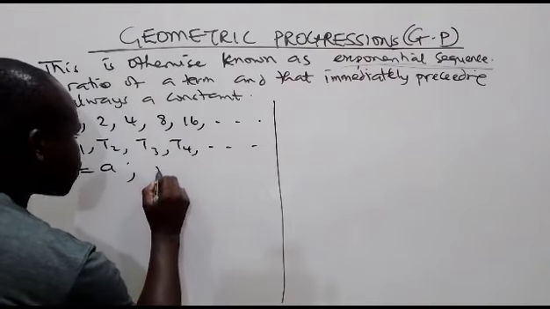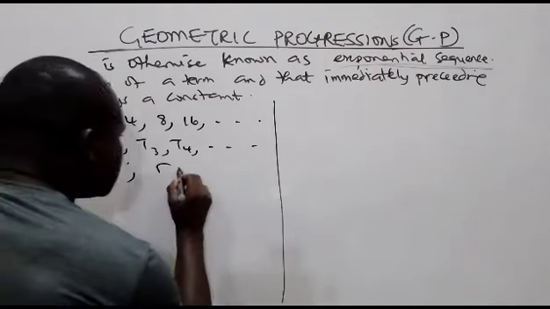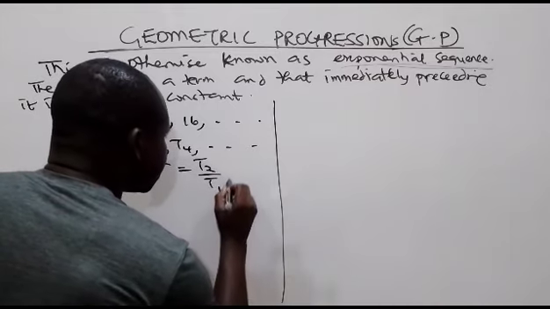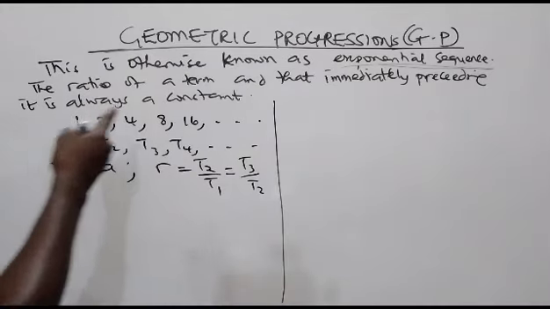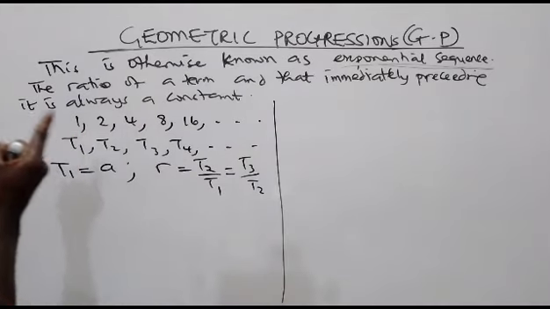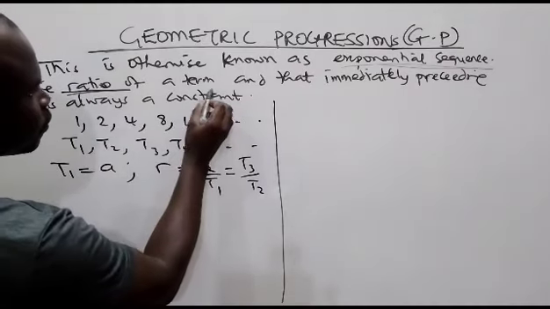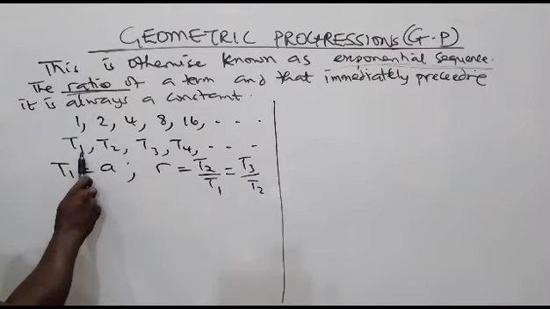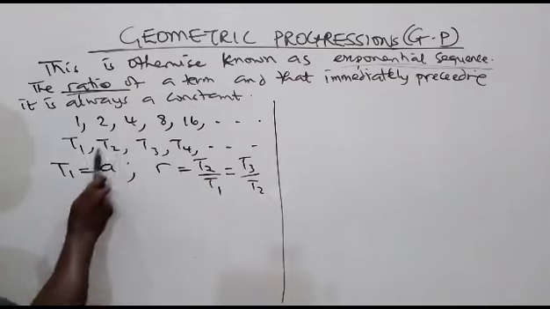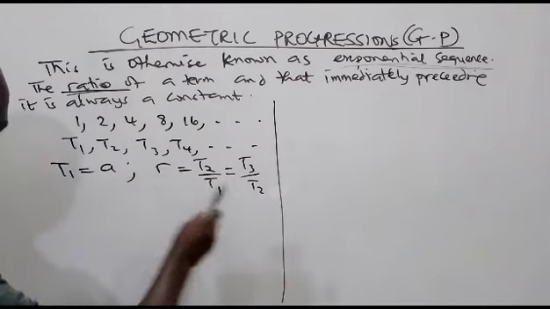Now we have what is called the common ratio. In geometric progression, which is exponential sequence, we talk about common ratio, not common difference. It will be the second term divided by the first term, or the third term divided by the second term, and in that order. Because we call geometric progression an exponential sequence, the ratio of a term and that immediately preceding it is always a constant. So the ratio will be T2 divided by T1, and we have the common ratio here.